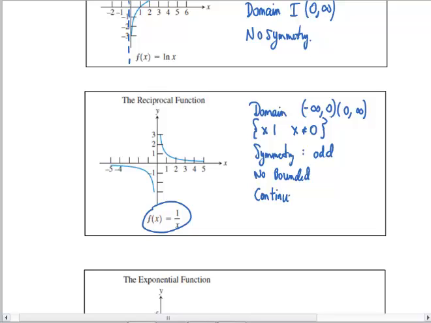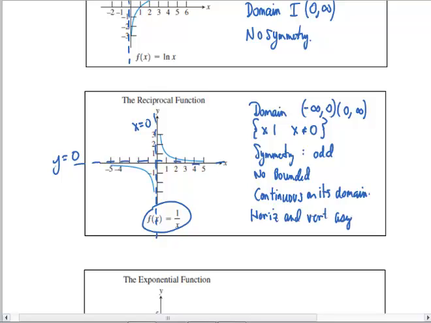And it's continuous wherever it has its domain. So I'm going to say continuous on its domain. That means that it's not continuous at 0. And there's a vertical asymptote at x equals 0. And there's a horizontal asymptote at y equals 0. So it has horizontal and vertical asymptotes.